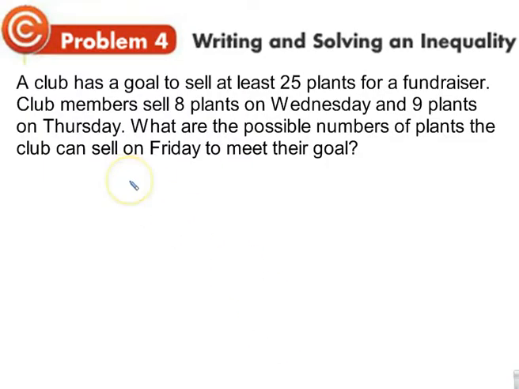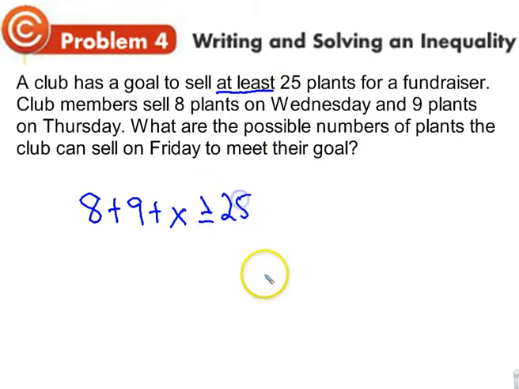Okay, now a word problem, and this is it. A club has a goal to sell at least 25 plants for a fundraiser. Club members sell 8 plants on Wednesday, and 9 plants on Thursday. What are the possible number of plants that the club can sell on Friday to meet their goal? What does it mean to be at least 25 plants? It means greater than or equal to 25. At least 25 tells us that 25 is okay, and anything bigger than 25.